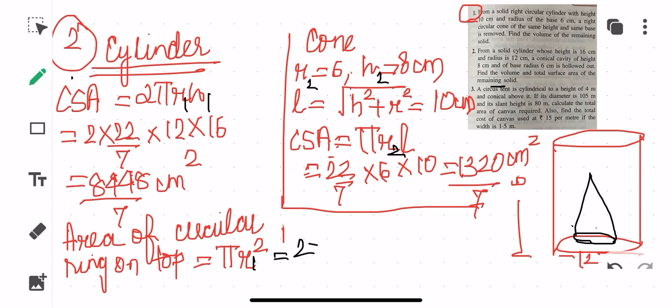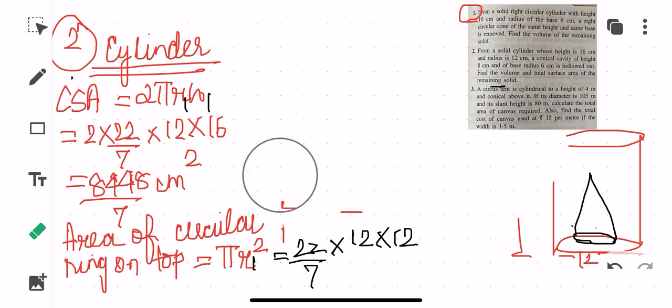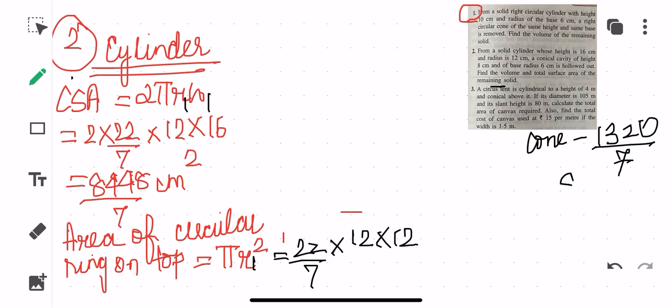So this in turn will be equal to 22 upon 7 into r1 squared, and r1 is equal to 12, because the radius we have taken is 12. So this is coming out to be 22 into 144. Okay, I'll just erase this part, children. 1320 upon 7 I'll be writing down in the corner, so that I remember. For cone, I calculated 1320 divided by 7, and for cylinder I have calculated the curved surface area as 8448 divided by 7.